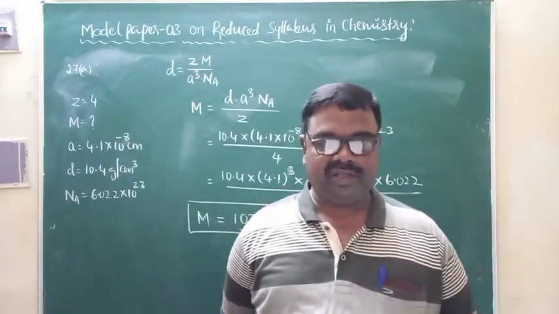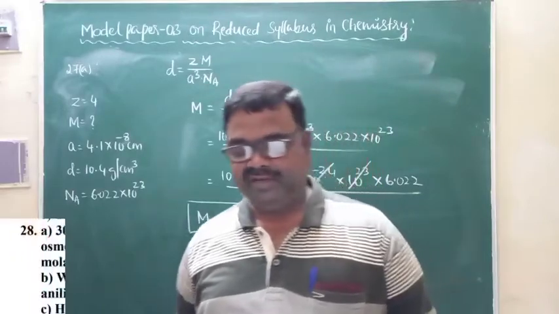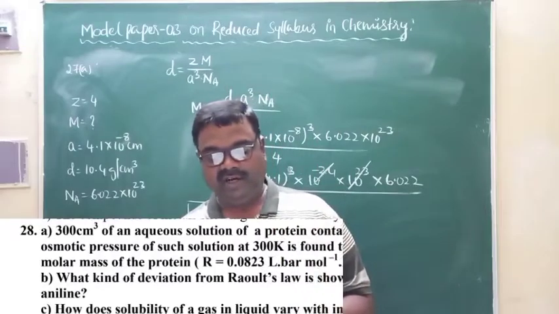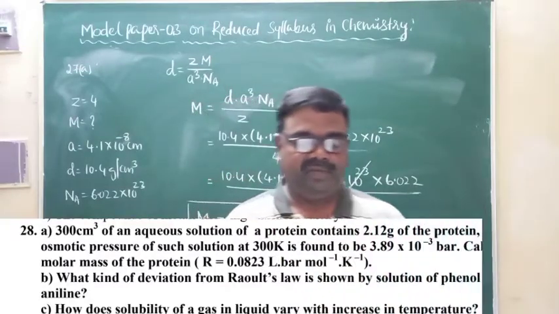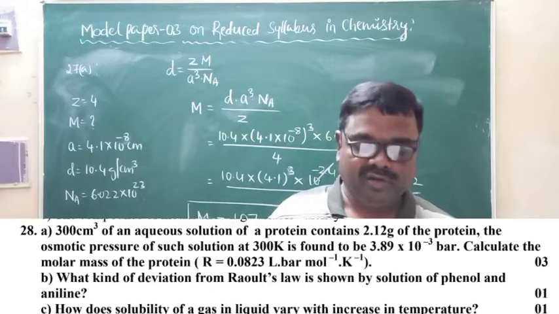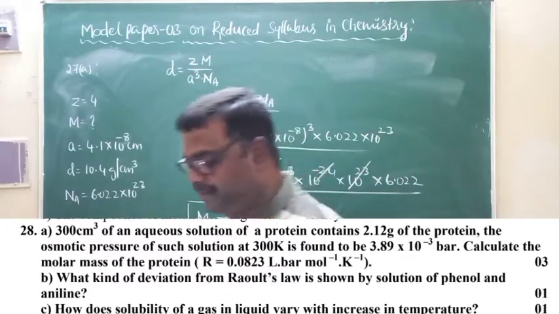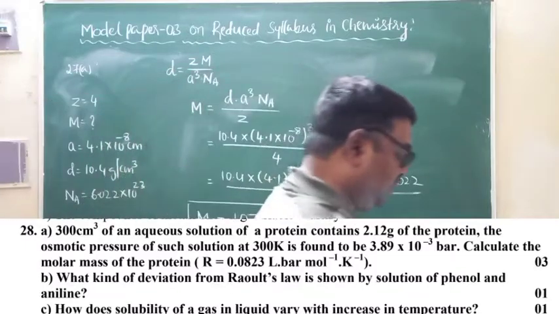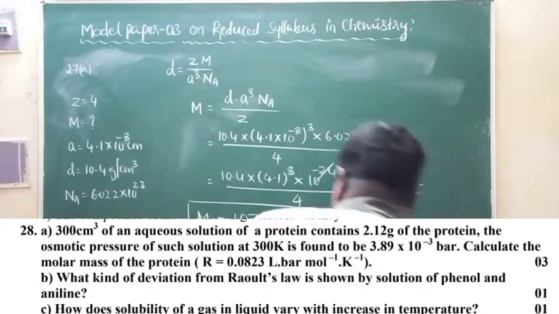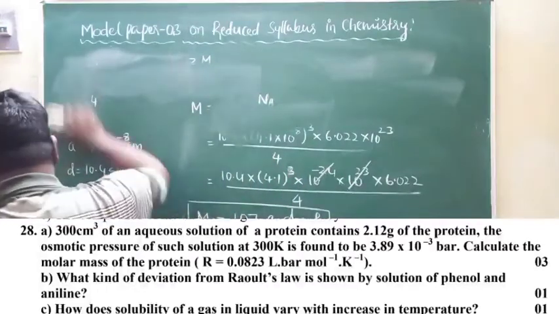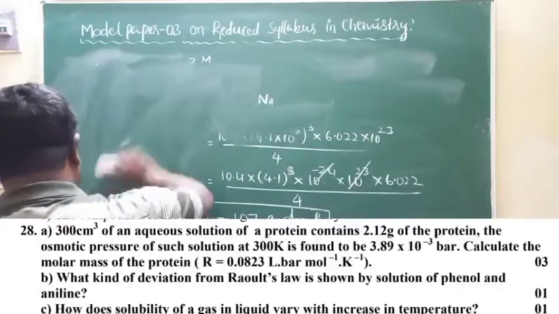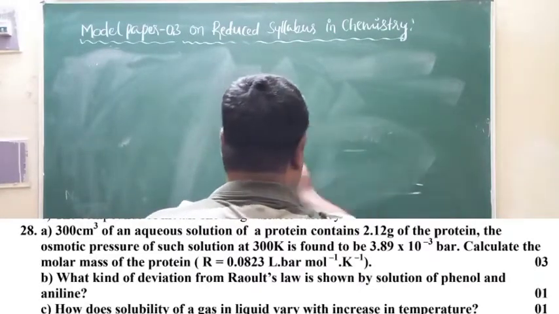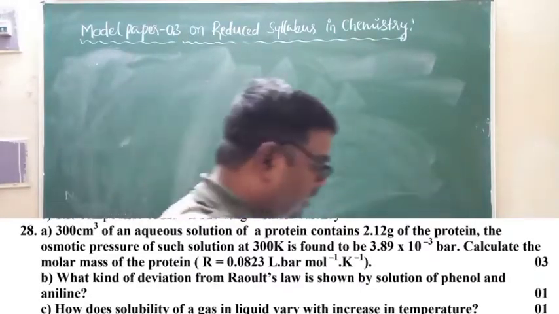That is from solutions, right? One problem is given. Compulsorily you can expect one problem on colligative properties that carries 3 marks. 300 cm cube of an aqueous solution of protein contains 2.12 grams of protein. The osmotic pressure of the solution at 300 kelvins is found to be 3.89 into 10 to the power minus 3 bar. Calculate the molar mass of the protein. The R value is given here.